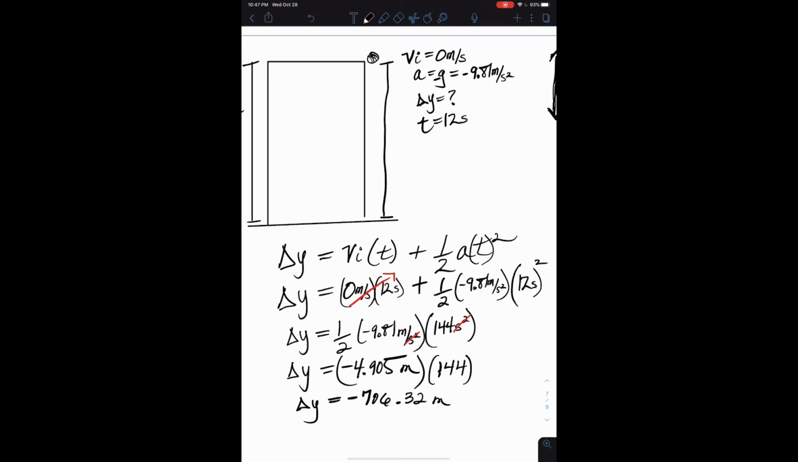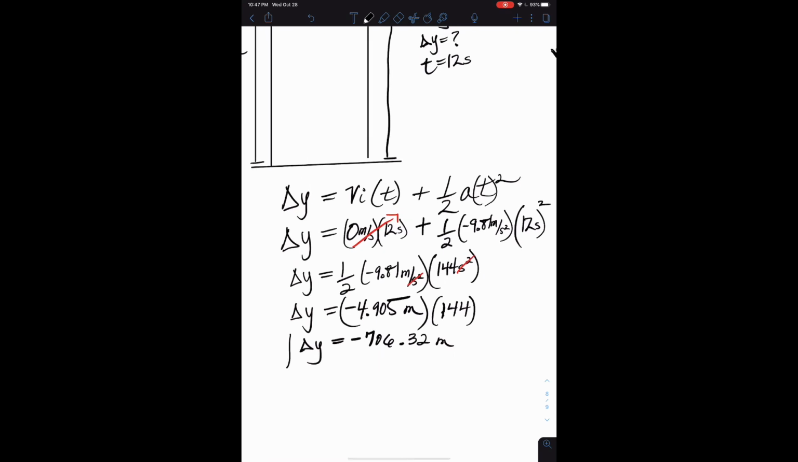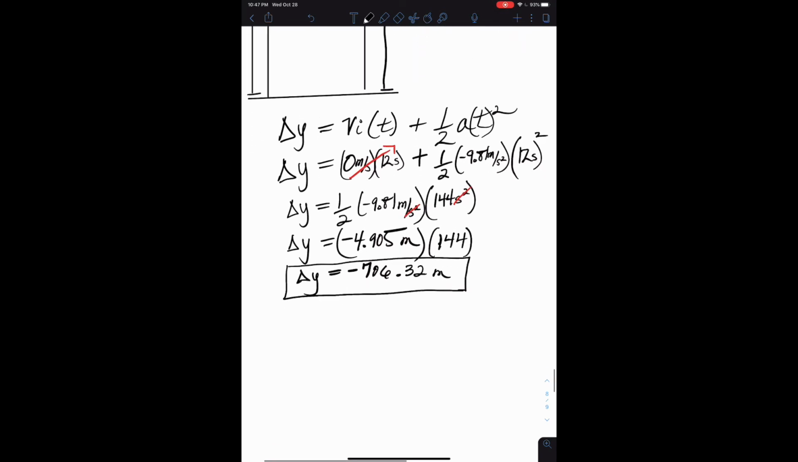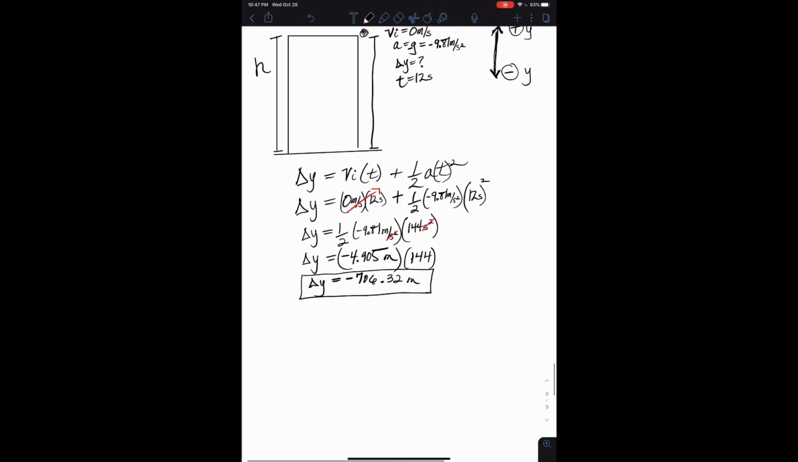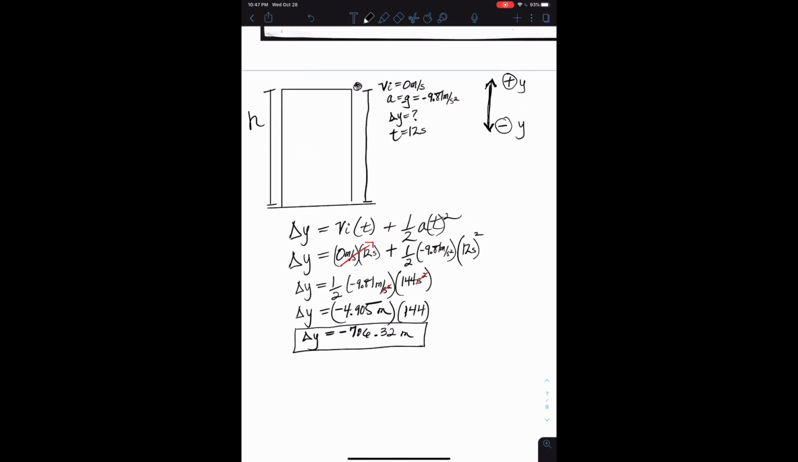All right, and what does that really mean? That is the change in y position of the orange. It is not the height of the building, right? The height of the building isn't going to be negative, but we can use that to say what the height of the building is. But before we do that, let's talk about why that's negative. Let's think about this. The initial position of the orange is going to be y_i, which is that 706.32 meters. Then y_f is going to be 0 meters.